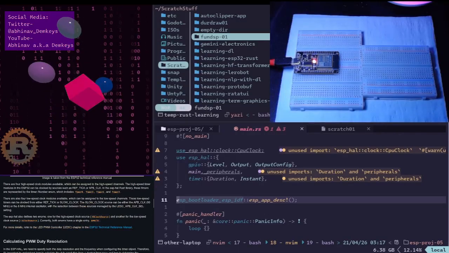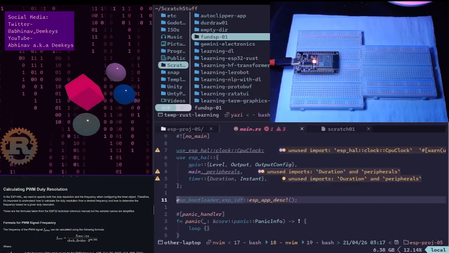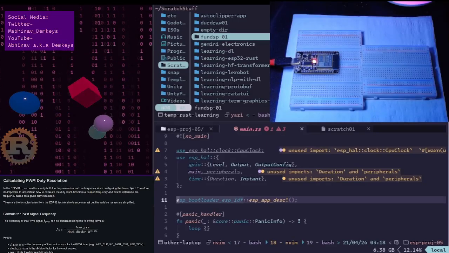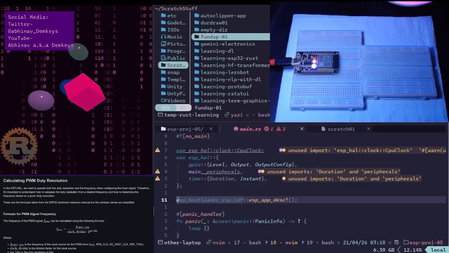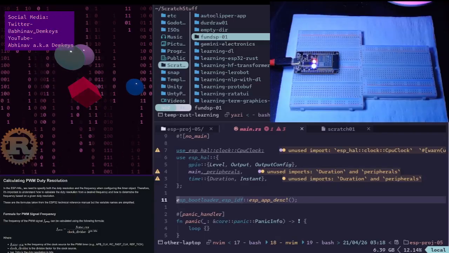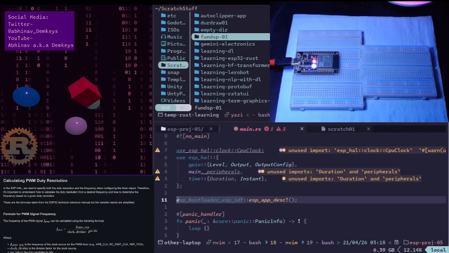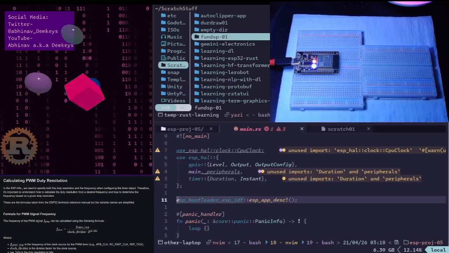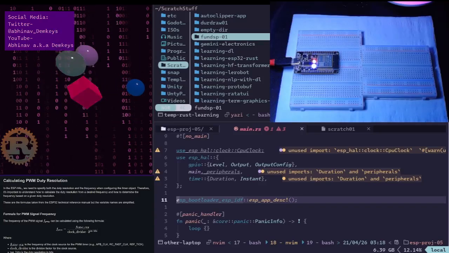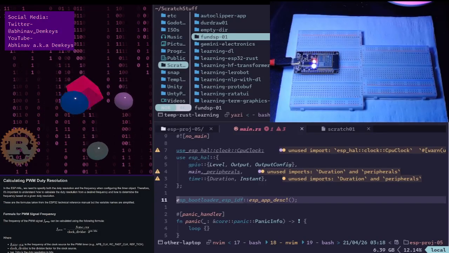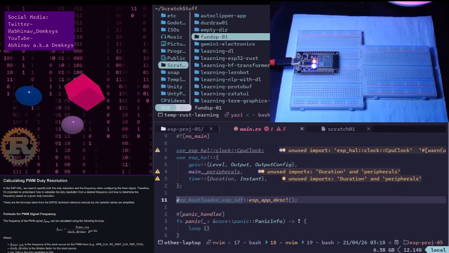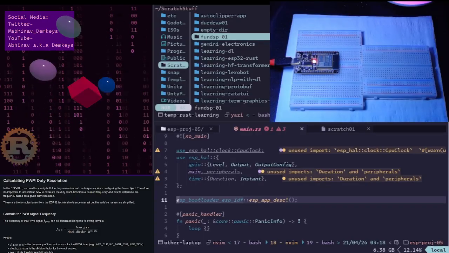We got done reading this, okay, and then we were moving on to the calculation. So, calculating PWM duty resolution. Does duty resolution mean the resolution? No, this means the resolution of the entire cycle, right? I'm assuming that's what they mean by duty resolution.